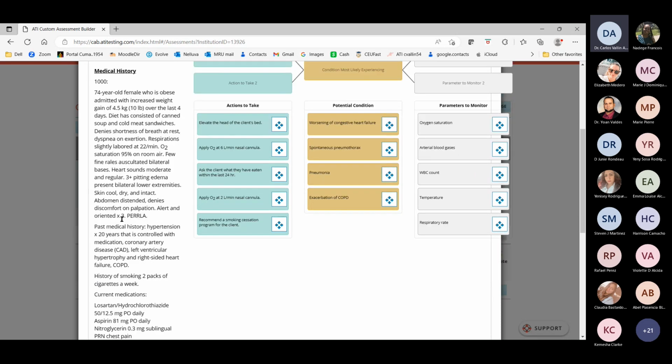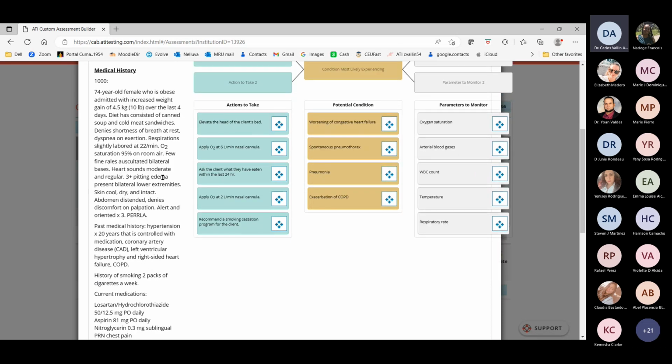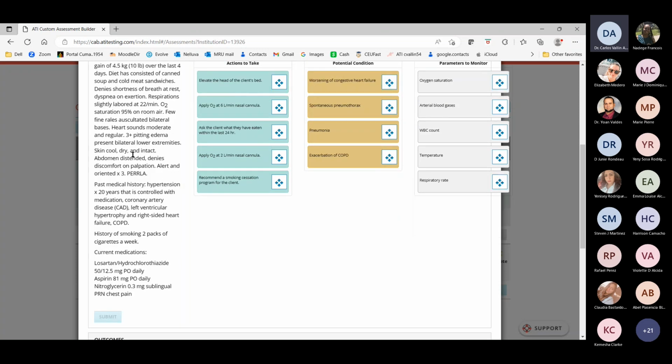Heart sounds moderate and regular, 3+ pitting edema. So the client is having fluid retention. So this client has both right and left heart failure, no? Present in the bilateral lower extremities. Skin cool, dry, and intact. Okay, it was a little better before. Abdomen distended, denied discomfort on palpation, alert and oriented times 3, PERRLA. Pupils equal, round, reactive to light and accommodation.